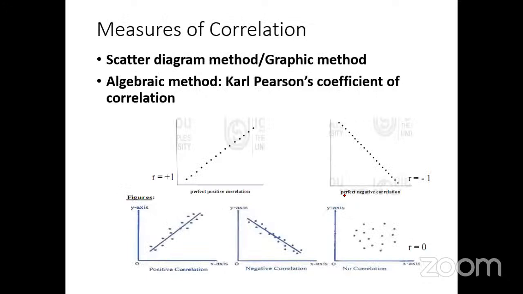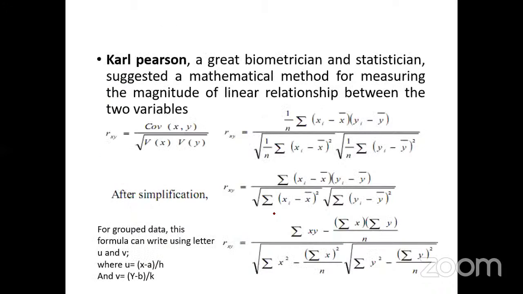Now, measures of correlation: how to calculate correlation. There are two methods, the scatter diagram method or graphic method, and the algebraic method. We already discussed that by plotting your x and y variables on the graph, based on the nature of your data points you can interpret whether a positive or negative correlation exists between two variables. But the algebraic method is given by Karl Pearson.